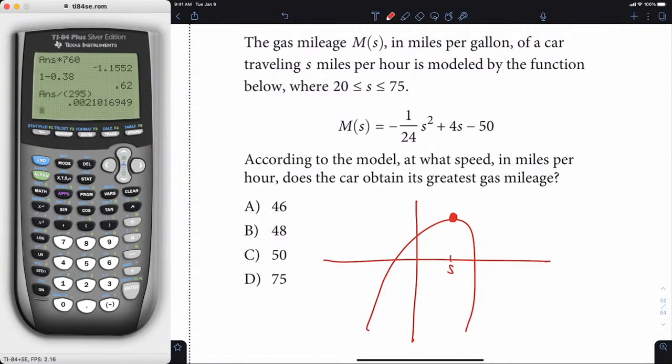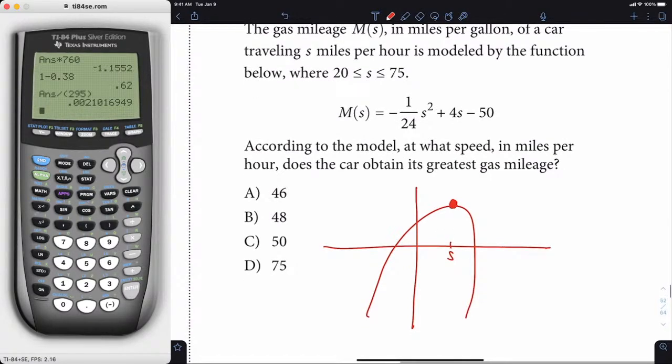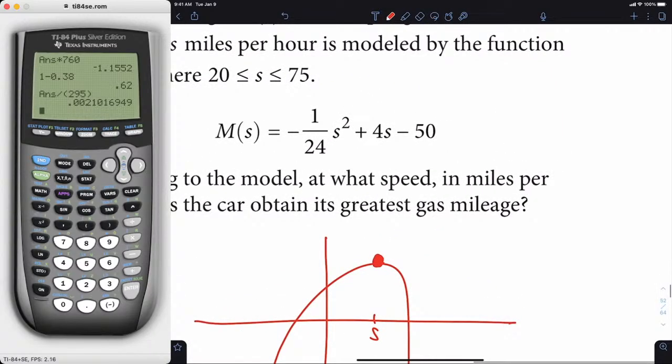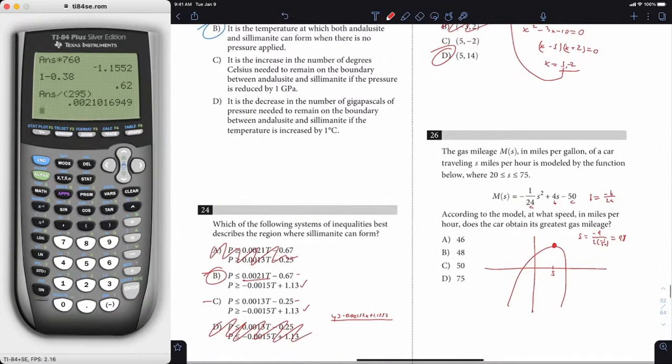So we can do that by finding the vertex, the x value of the vertex, or the s value of the vertex in this case. And we can find that by doing x, or s, is equal to negative b over 2a. Where this is your a value, this is your b value, and this is your c value. So let's see. s is equal to negative 4 over 2 times negative 1 over 24. That's equal to 48. So the answer is B.